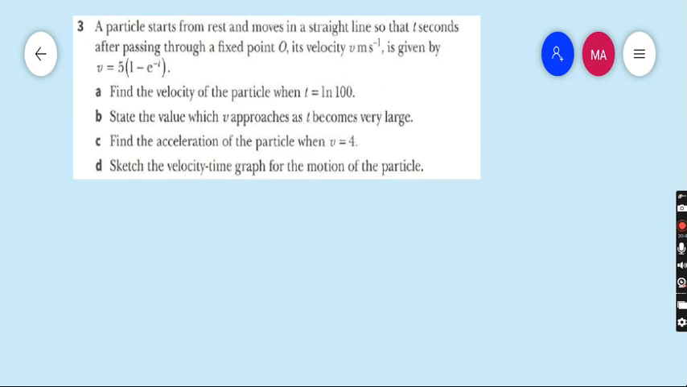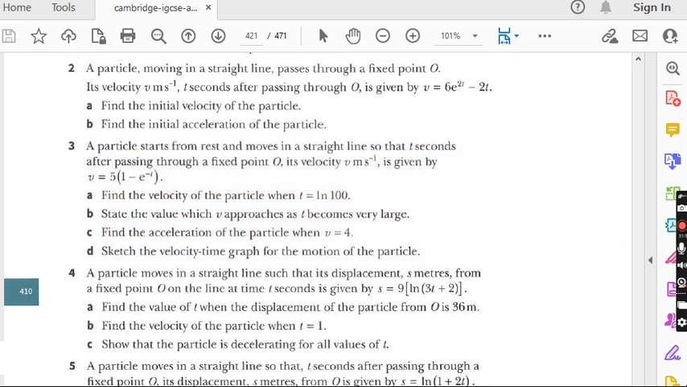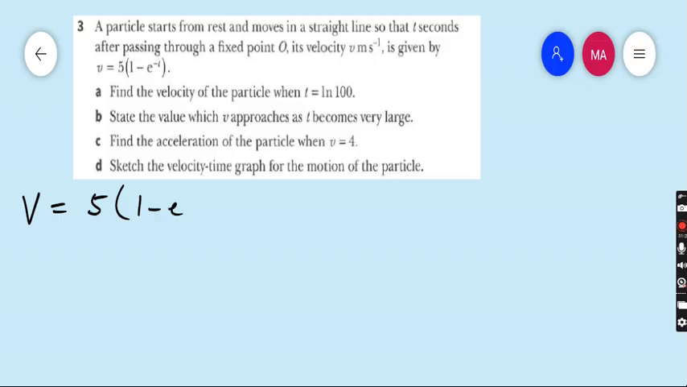Looks very lengthy but very easy question. A particle starts from rest and moves in a straight line so that t seconds after passing through a fixed point O, its velocity v meters per second is given by v equals 5 into 1 minus e to the power minus t.